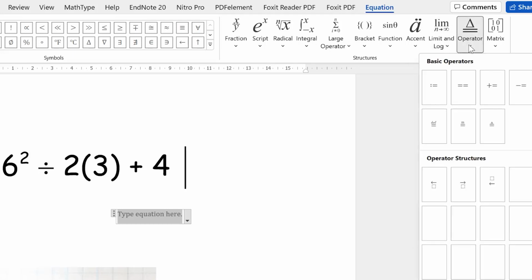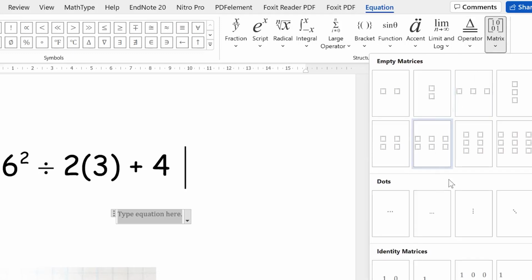You have different kinds of operators, basic operators, depending on what kind of function or what kind of equation you're trying to create. And you have different types of matrix. You can easily bring in a matrix of 2 by 2, 3 by 3, 4 by 4, depending on what kind of matrix you want to bring in.